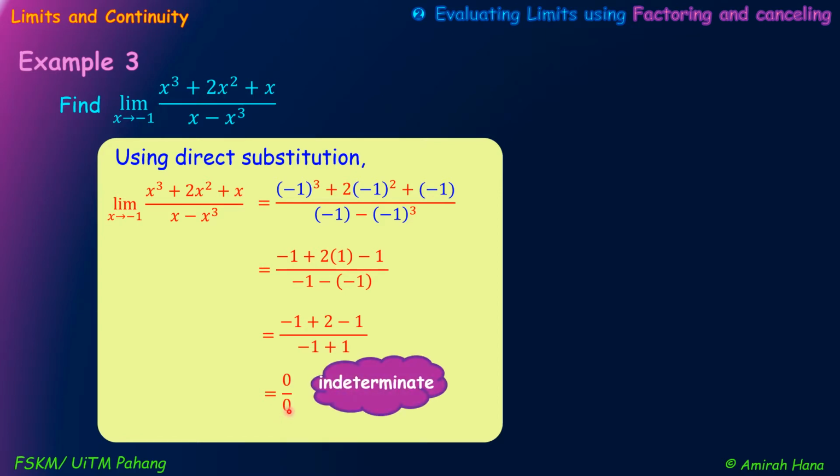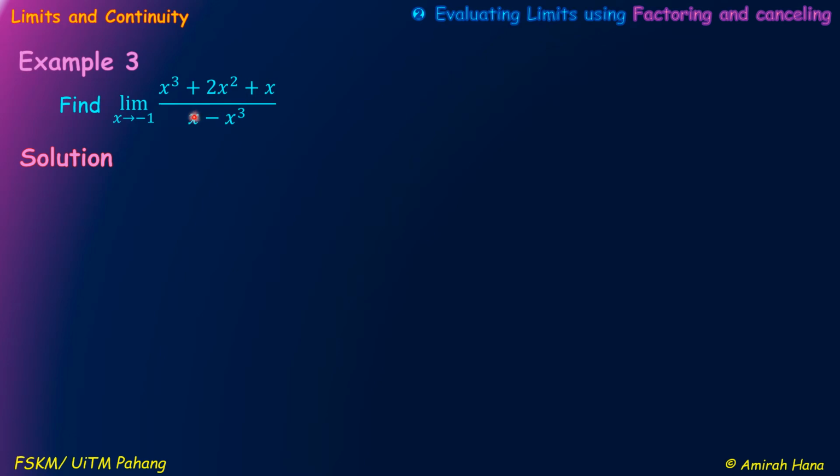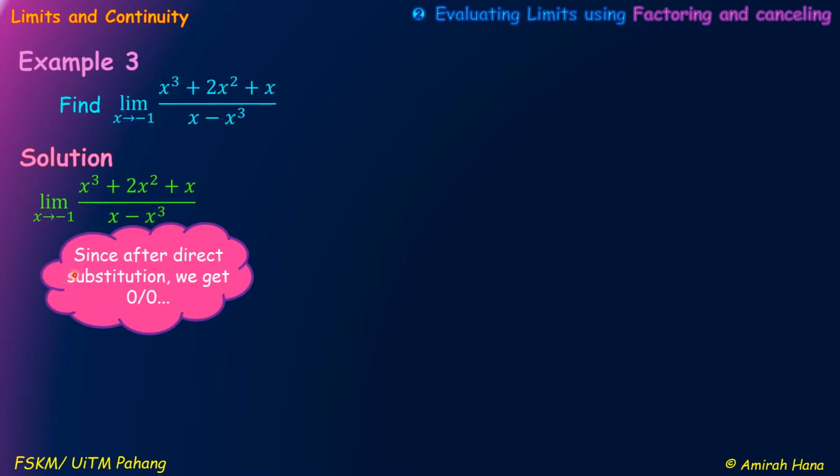This is indeterminate, or error. So in this case, we can't evaluate limits by direct substitution. Now, we look at the correct method to solve this question. From the given question here, since after direct substitution we get 0 over 0, and since there is no term containing a radical symbol and no terms containing trigonometric functions, we need to factorize.